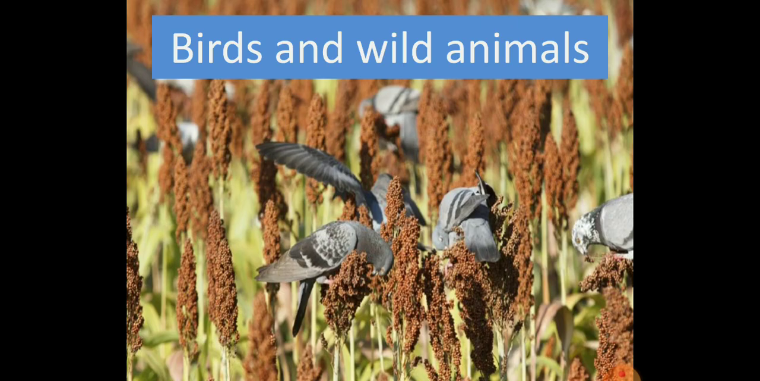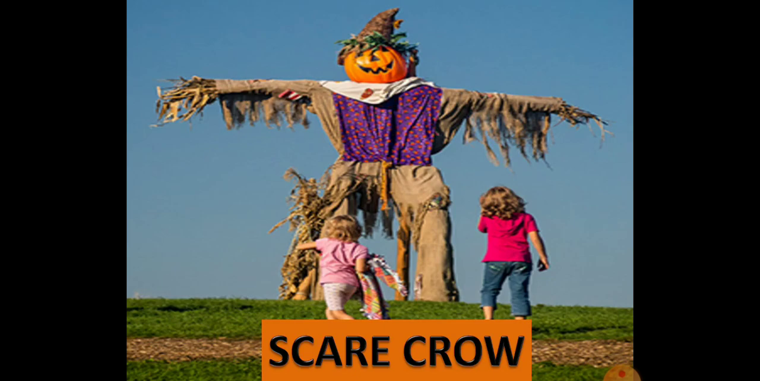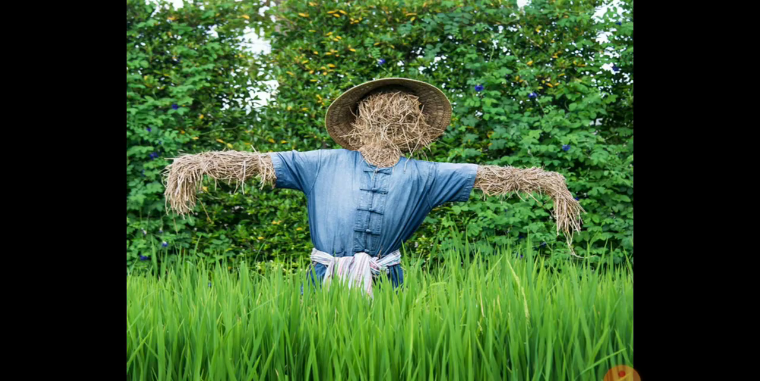Next, crops need to be protected from birds and wild animals. Farmers put up a scarecrow or make use of beating drums to keep the birds and animals away from the crop. A scarecrow is a shape or cut-out of a human form placed in the fields that scares the birds away from the fields.